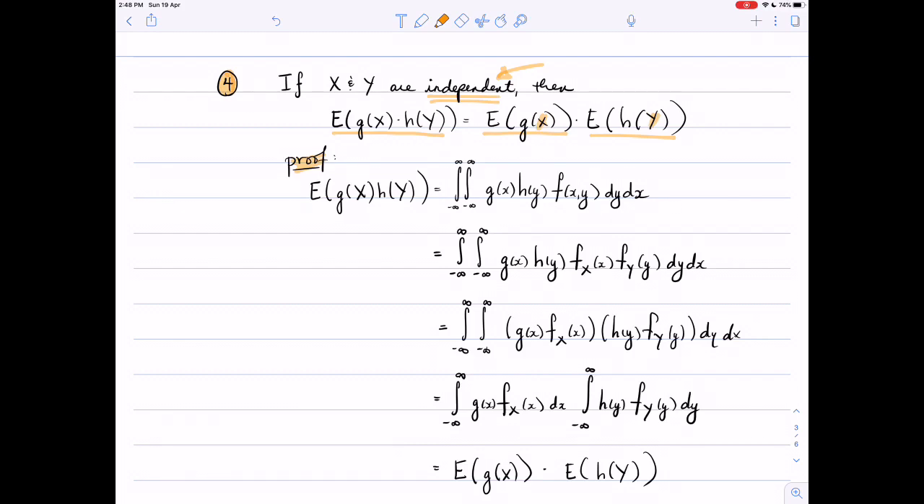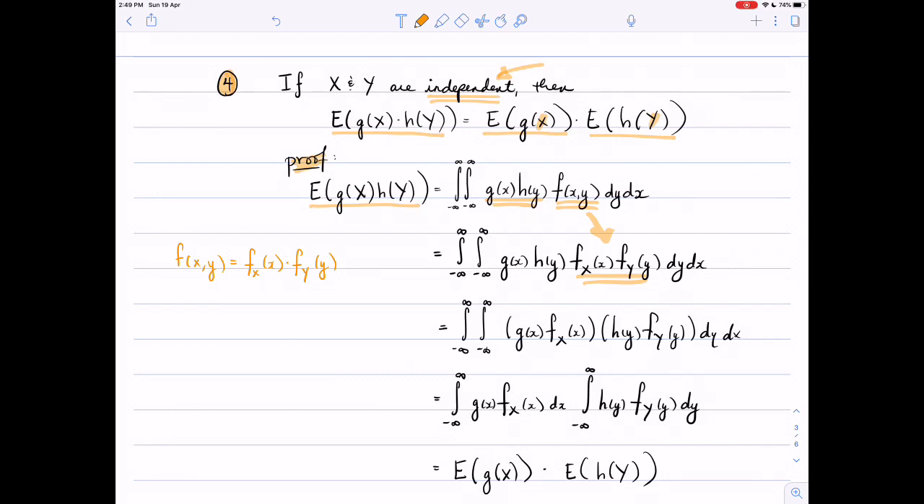So if we have the expected value of g of X times h of Y, using the bivariate LOTUS, that is g of x, h of y times the density function, and here is where independence comes into play. You remember that two variables are independent if and only if their joint density function is the product of their marginal density functions for all x and y.